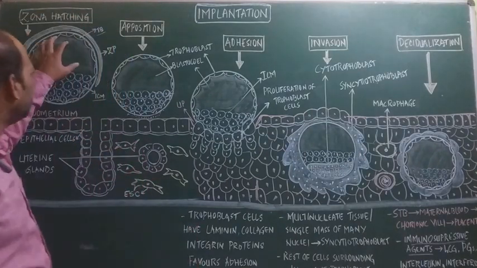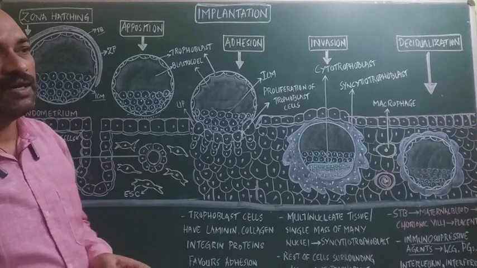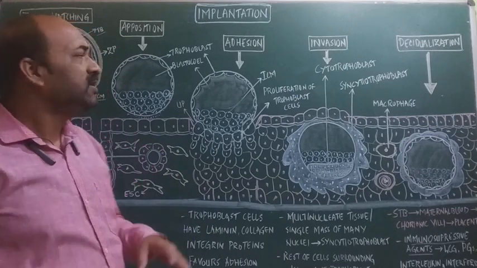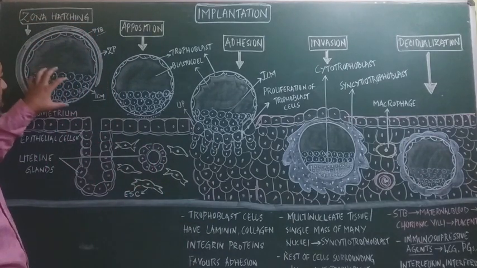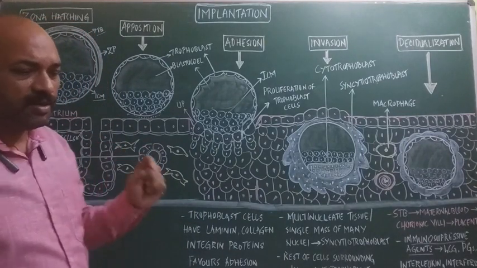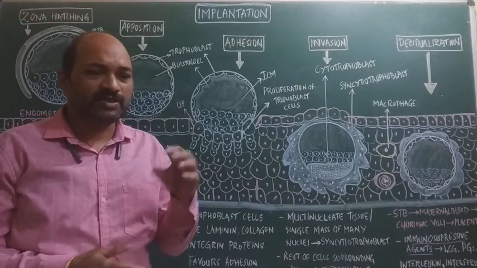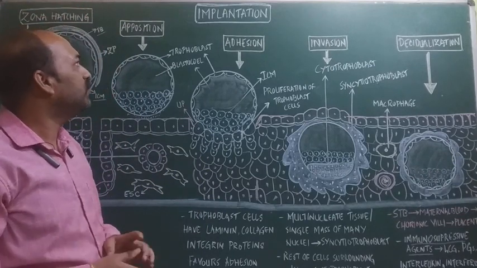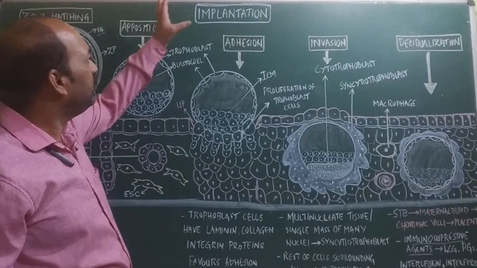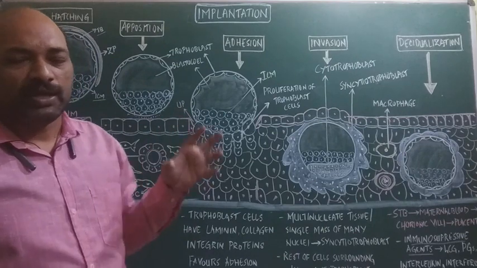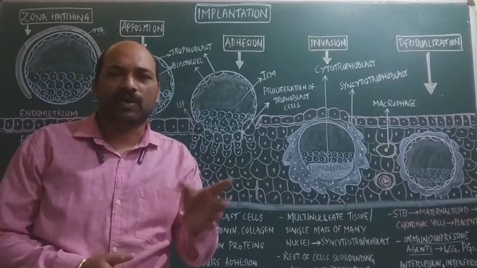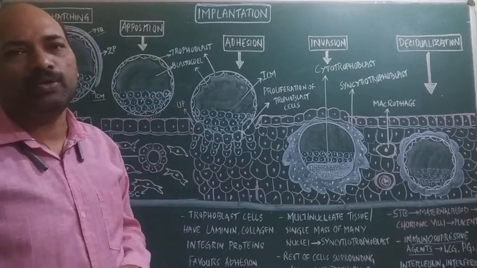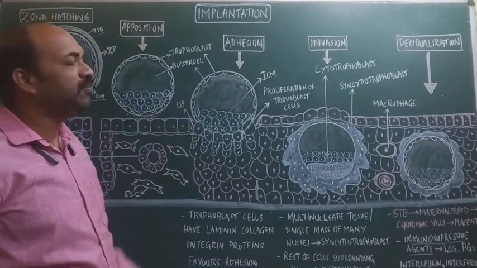This blastocele consists of different types of nutrients, like amino acids, or growth factors, which are necessary for cellular differentiation. So this is about the blastocyst covered by the zona pellucida. In this video we will discuss how implantation occurs. Implantation is the process of attachment of the blastocyst to the endometrium. That is called implantation.